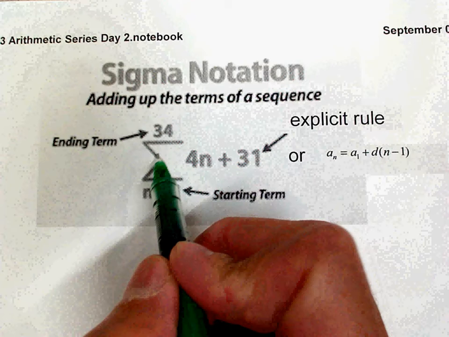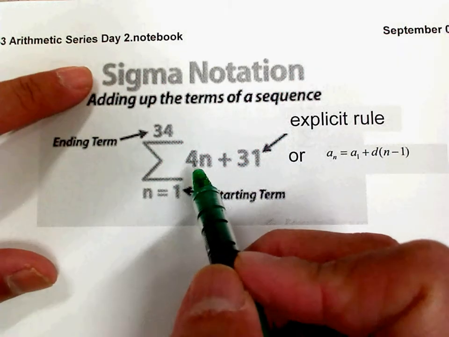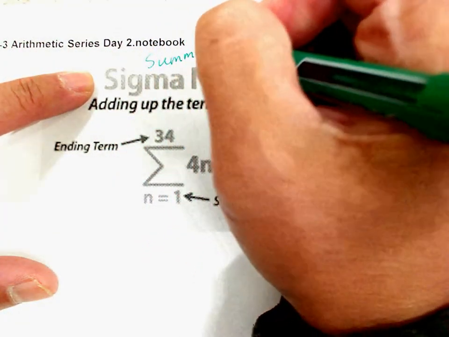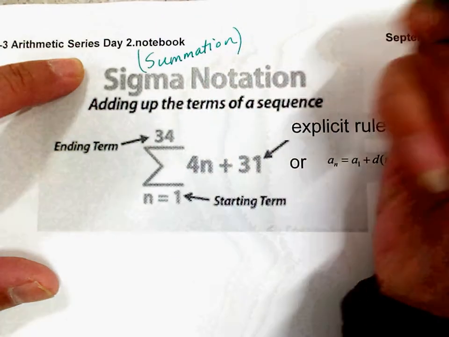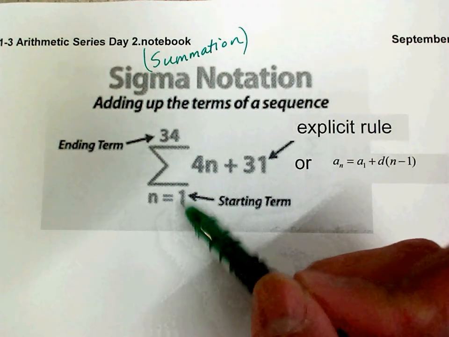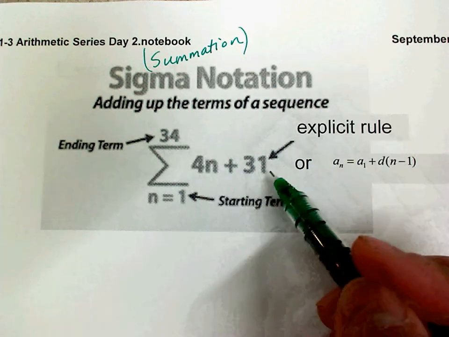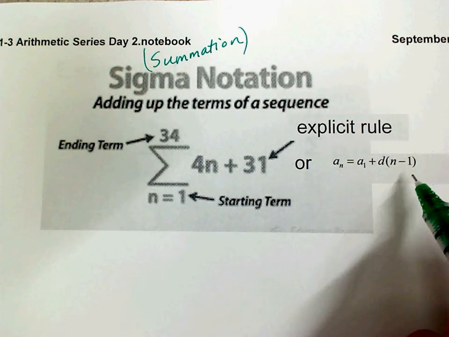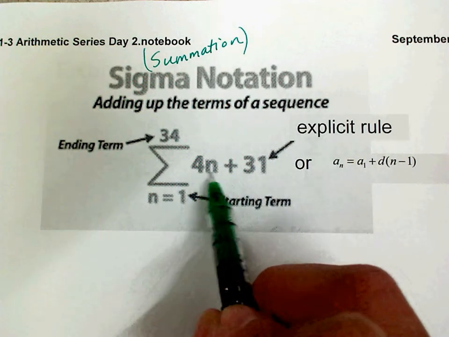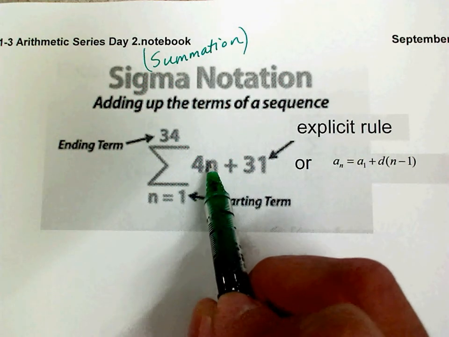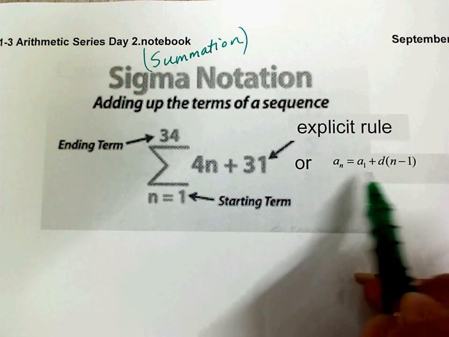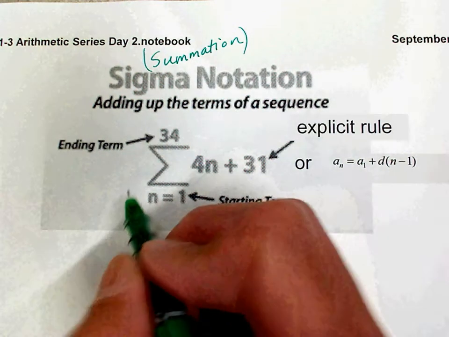This right here is called a sigma. Sometimes you see the words sigma notation, sometimes you see summation notation. These mean the same thing. You're starting at 1, you're ending at 34, and here's your explicit formula. Some people use that, and if you use that, that's fine. What they do is, this is your zero term, but I like this formula better because this is what you have learned. So, what does it mean?